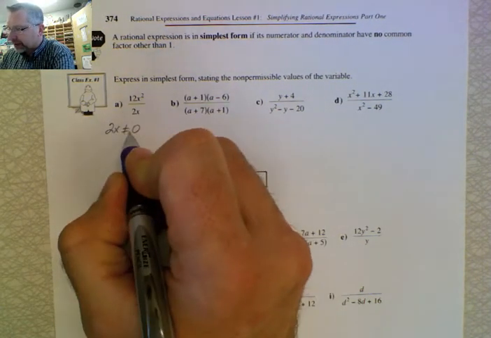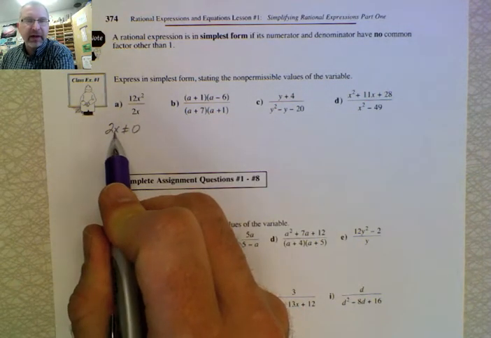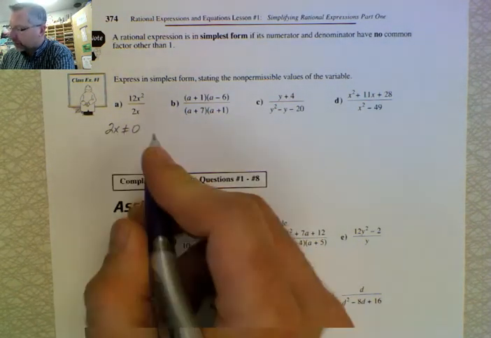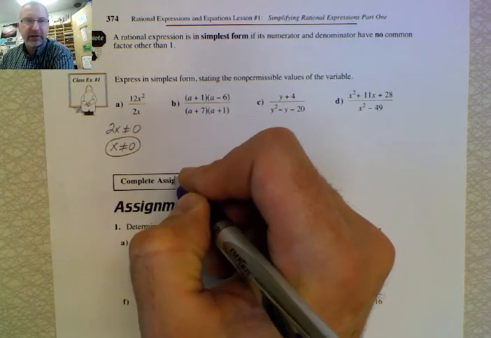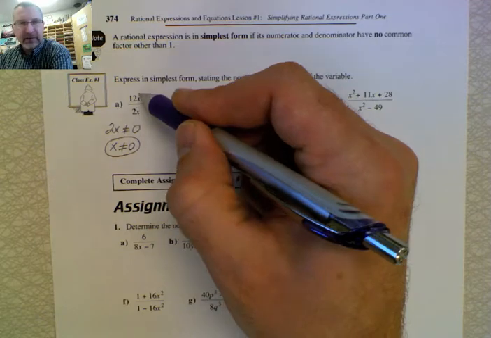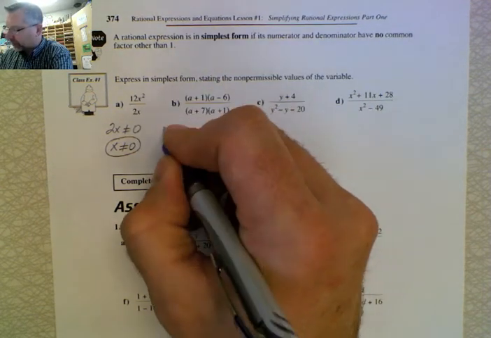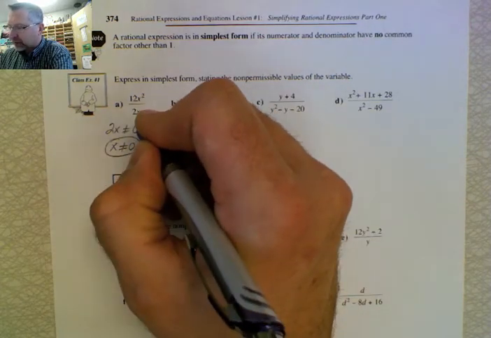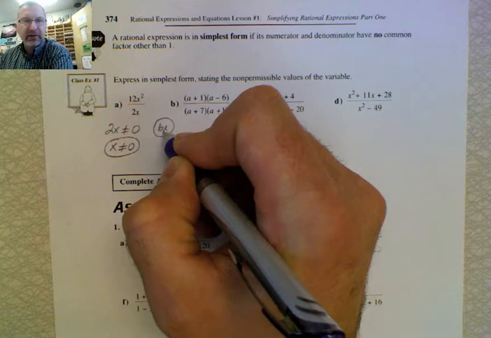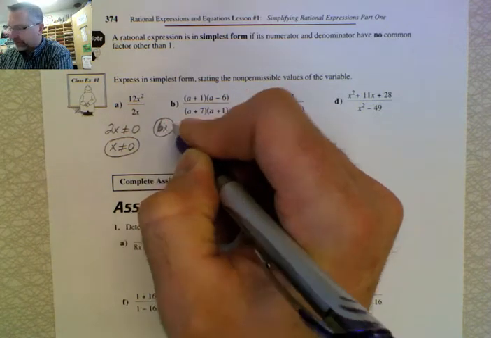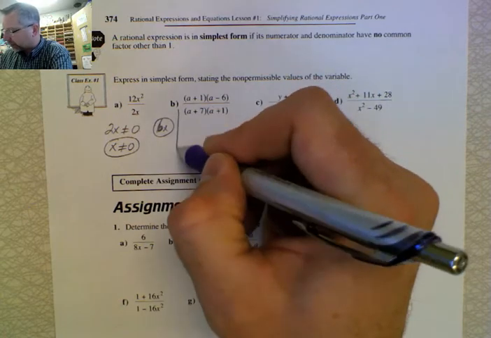So 2x cannot be 0 because that'll give me a restriction. And I solve for x. If I divide each side by 2, that means x cannot equal 0 is my restriction. If I simplify now this expression, 12 divided by 2 gives me 6. X squared divided by x gives me x. So there's my rational expression in simplified form. It's 6x, and my restriction is x cannot equal 0.